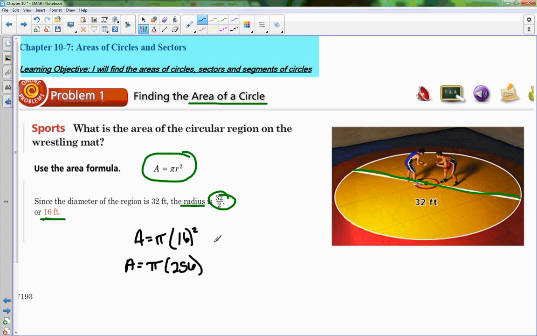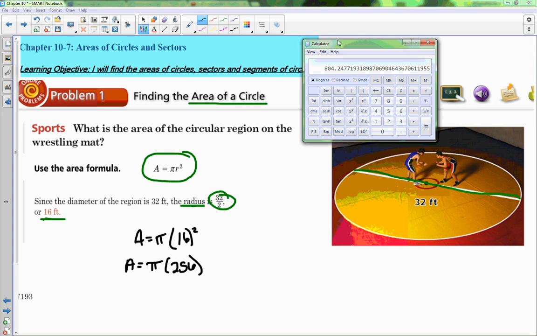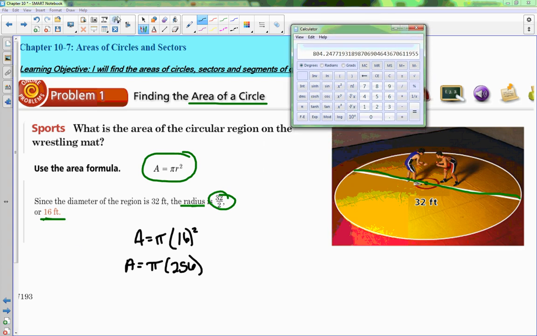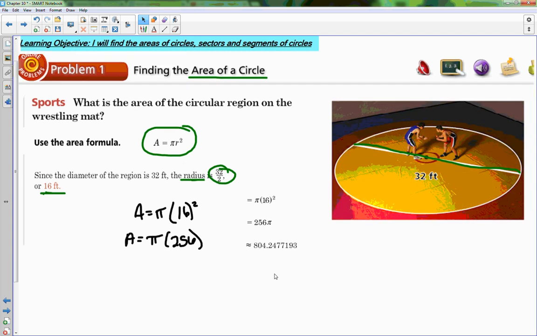256, only because I have the square of 16 memorized. So if I were to put this in my calculator, I would go pi times 256 equals 804.24. So let's see if that matches up. Check.